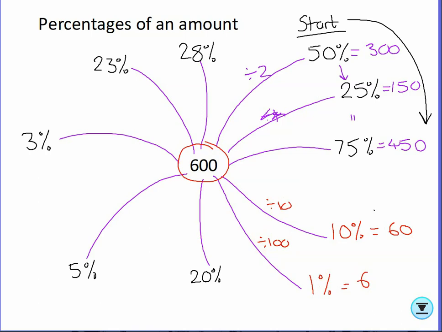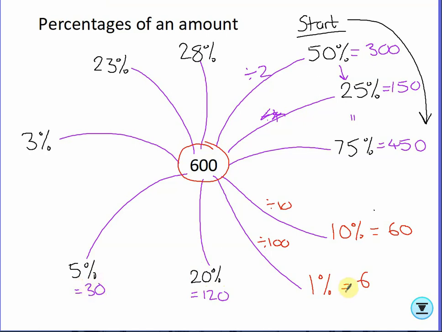Now all the rest of these can be easily worked out with these two red ones. For example, 20% is 2 lots of 10%, so to work out 20%, I find 10% first. So that's 120. For 5%, I'm also going to use 10%, and I'm going to half it this time, and I get 30. But that's not the only way I could have done it.